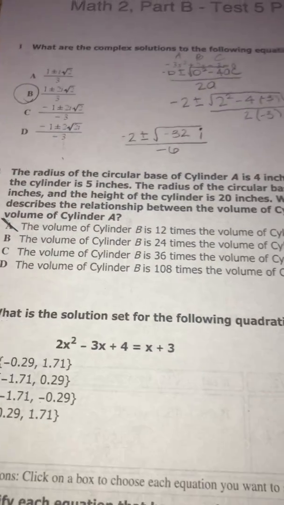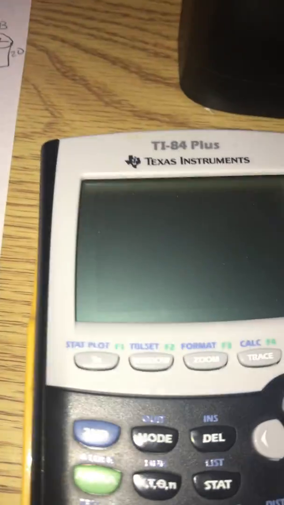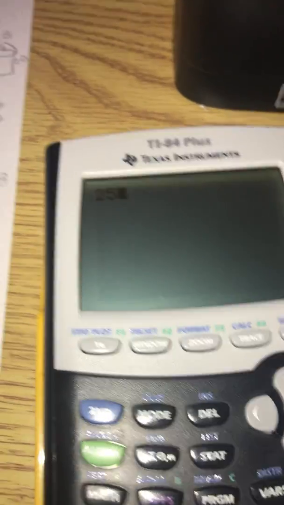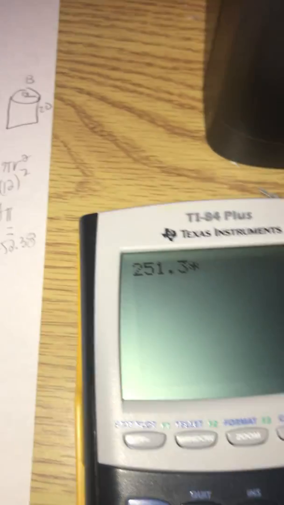B, the volume of cylinder B is 24 times the volume of cylinder A. So let's multiply 251.3 times 24.